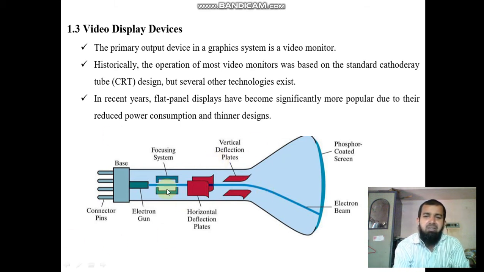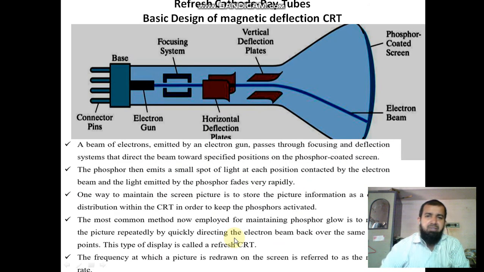So this is the CRT design, and we will study about it. Refresh cathode ray tubes. Basic design of a magnetic deflection CRT. A CRT contains connector pins, base, electron gun, focusing system, horizontal deflection plates, vertical deflection plates, then the phosphor coated screen, and this is the electron beam.